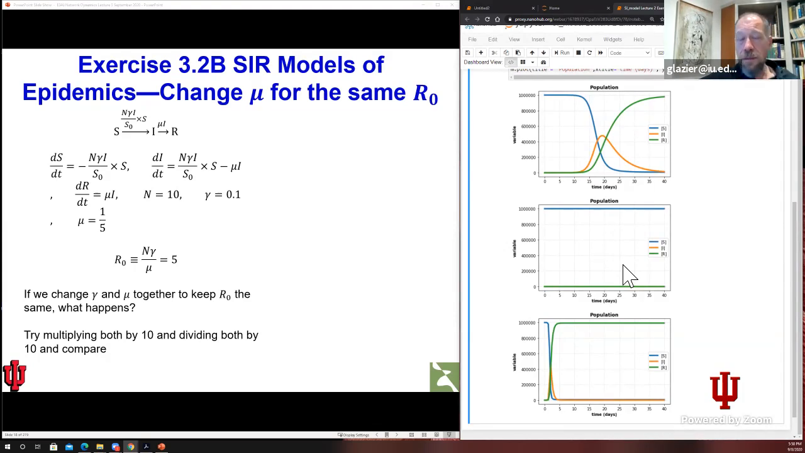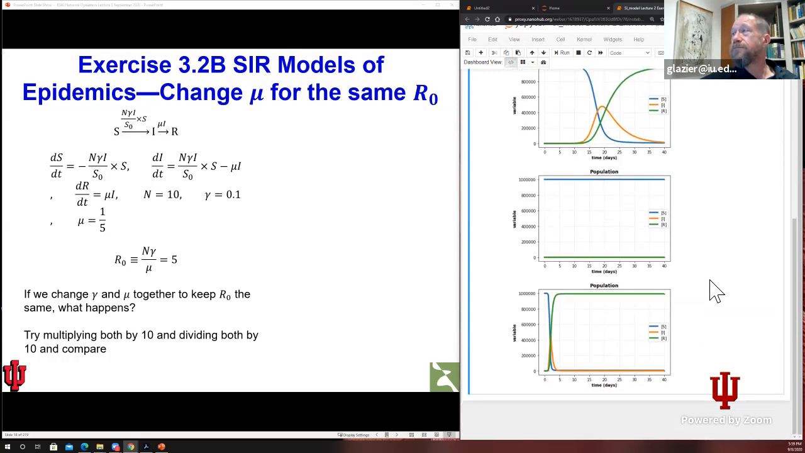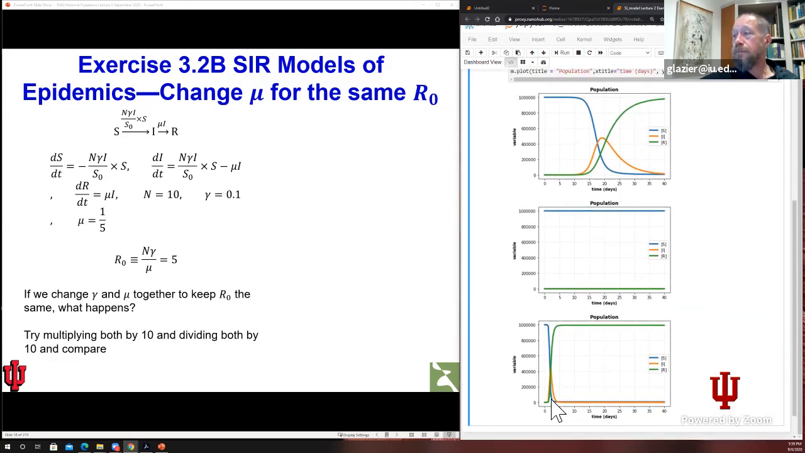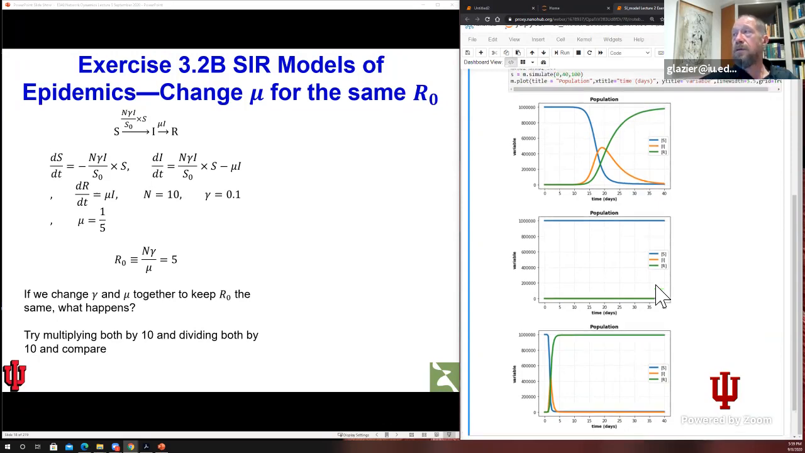People can keep working, but did people who finished get something that looked something like that? Yeah, Callie. Okay. So what is this telling us? It looks like things look totally different. In one case, I can barely see what's going on. In the middle case where I divided by 10, nothing seems to happen at all. What's going on?